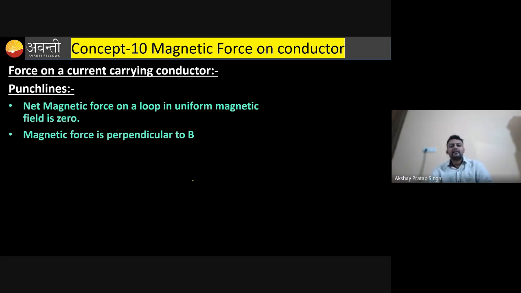Now, there are a few punchlines. Remember this. Purvashri, very good. These punchlines are very, very important. What is the first punchline? Net magnetic force on a loop in a uniform magnetic field is zero. What are they talking about? For example, let's suppose there is a circular loop.